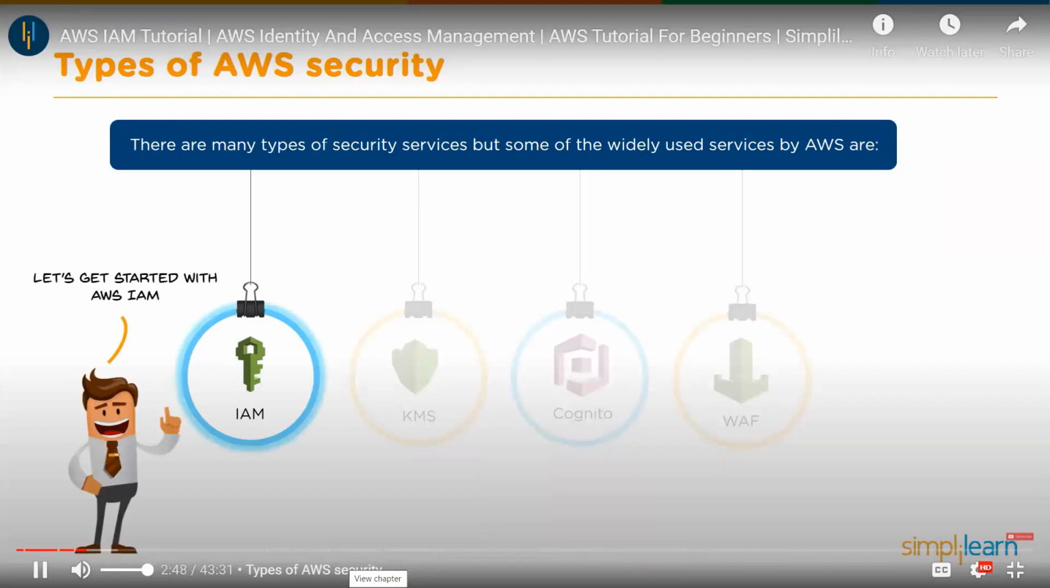IAM, or Identity and Access Management, enables us to manage access to AWS services and AWS resources in a very secure manner. With IAM, we can create groups, and we can allow those users or groups to access some service, or deny them access to the service, whichever we want. That's all possible through Identity and Access Management, and this feature comes with no additional charge.